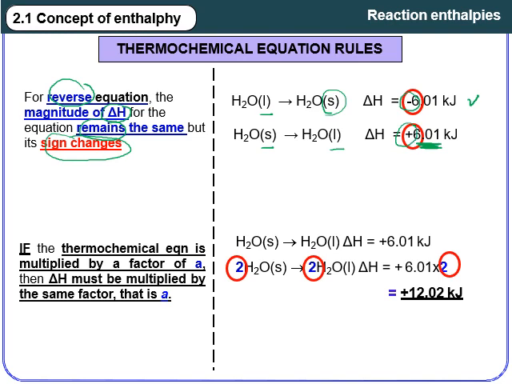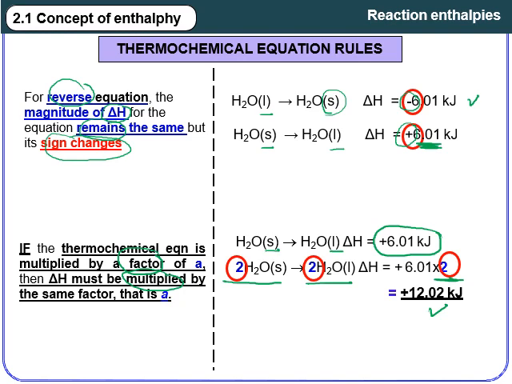Besides that, if the thermochemical equation is multiplied by a factor, the delta H will also be multiplied by the same factor. For example, if we melt 1 mole of ice into 1 mole of water, the system needs to absorb 6.01 kilojoule. But if the system melts 2 moles of solid H2O, 2 moles of ice, to form 2 moles of water, the energy change will be increased 2-fold, which will become 12.02.